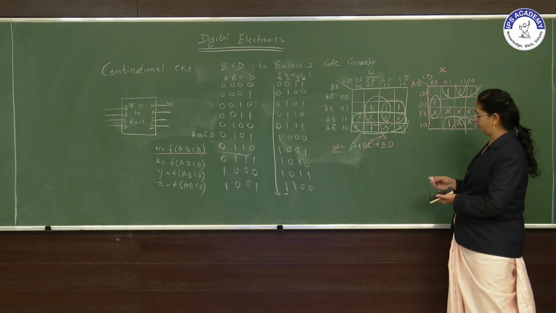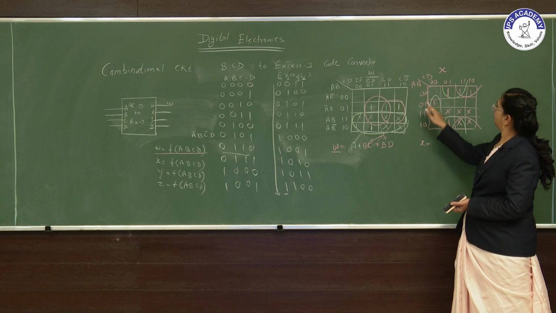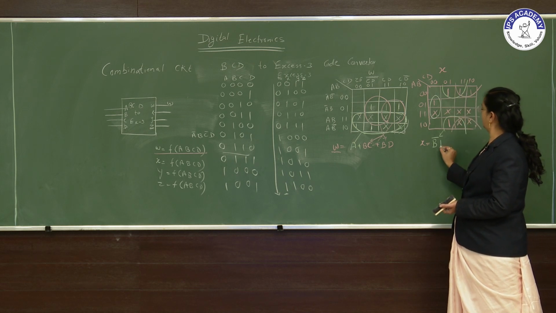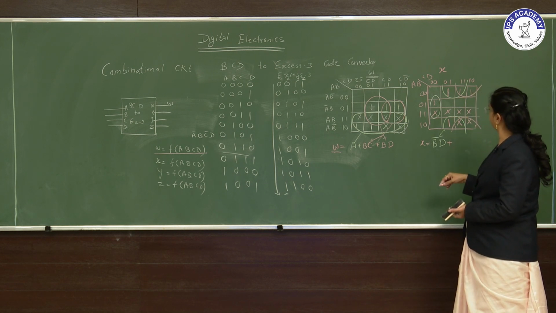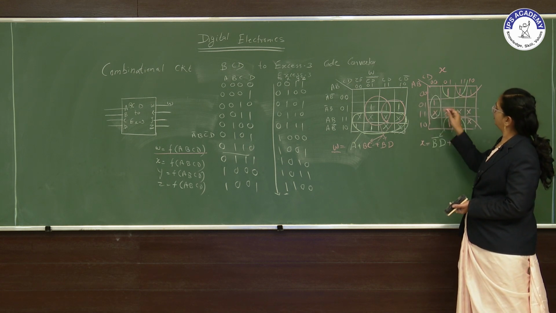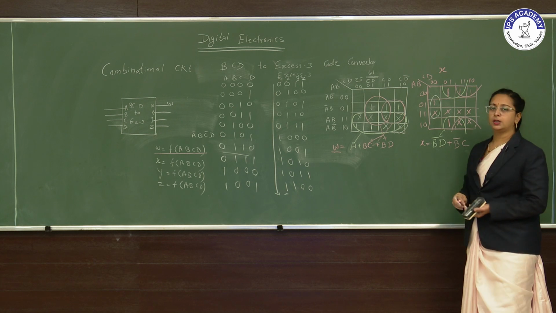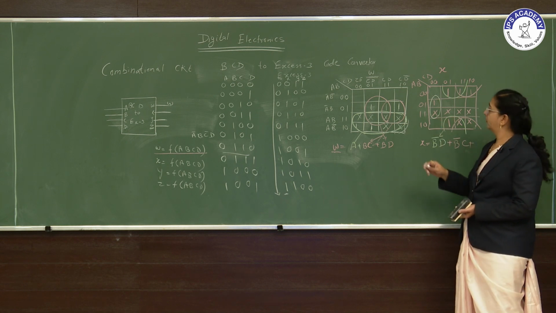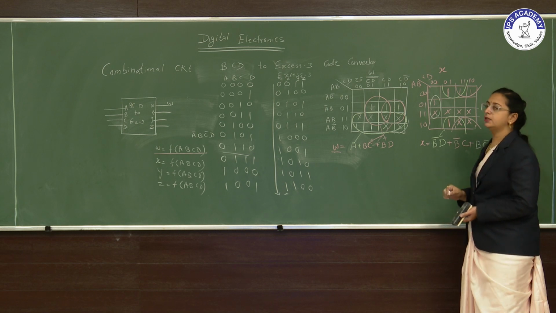So what will be the expression for X? For the first group, this row and this row are involved. In this row, A is changing and B's value is 0, so it will be B complement, and in the column, C is changing but D is as it is. So it is B complement D. Now for the second quad, this row and this row, again A is changing, B is as it is, so here it is B complement, and in the column C is as it is and D is changing, so here it is B complement C. Next, this pair. Now for this pair, in this row A is changing but B is as it is, and C complement and D complement is as it is.